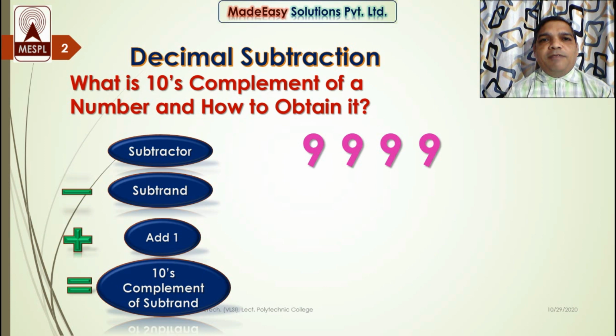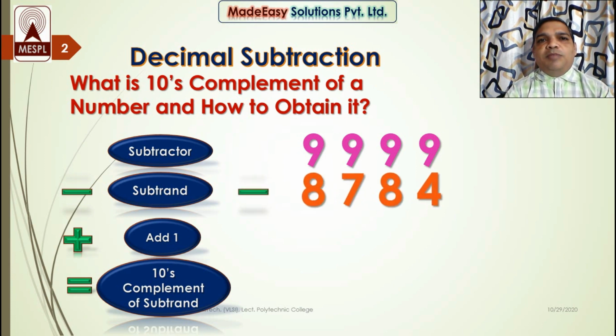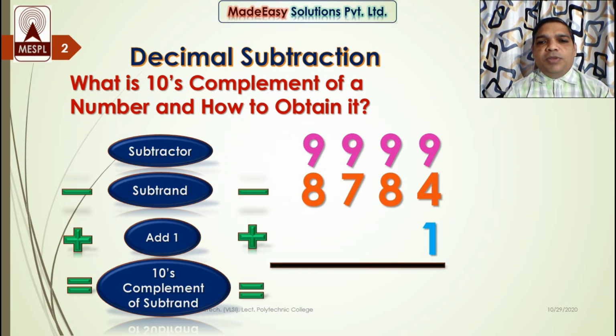So my subtractor will be 9,999 here, and consider any 4 digit number as a subtrahend, which will be subtracted from 9,999. So my 4 digit number is 8,784. You can consider any 4 digit number. Then I have to add 1 into it. So I will place 1 over here, and finally I will get the result over here.